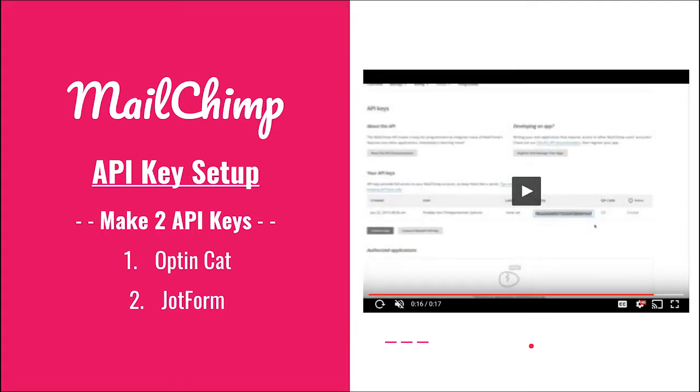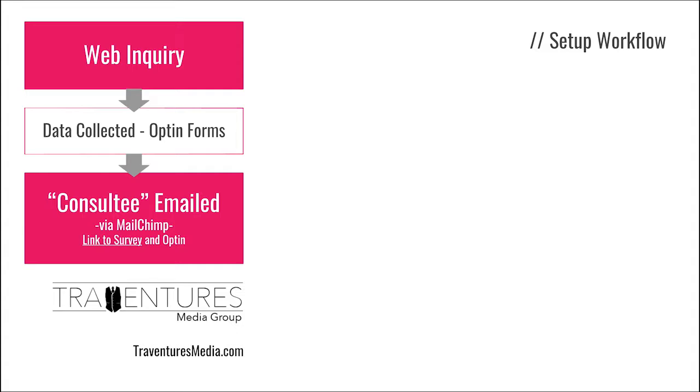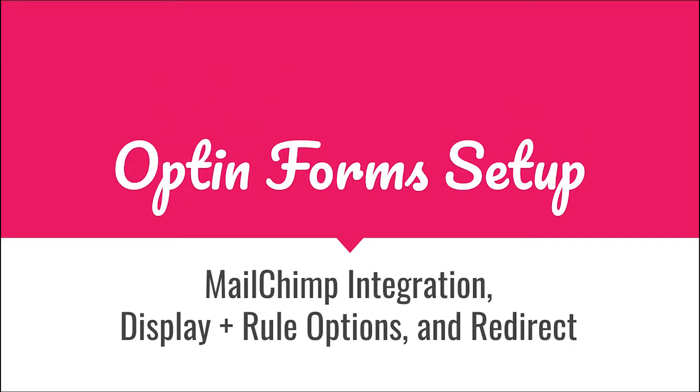So you want to go ahead and set up your 2 API keys, so that way your MailChimp account can communicate with your opt-in cat as well as your JotForm accounts. And so now we're going to set up your opt-in forms as well as your autoresponder. Next is your opt-in form setup. We're going to integrate with your MailChimp and some other options as well as your redirect.